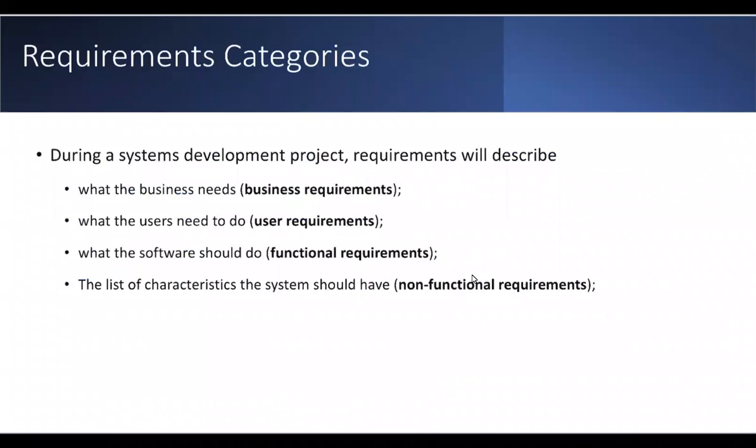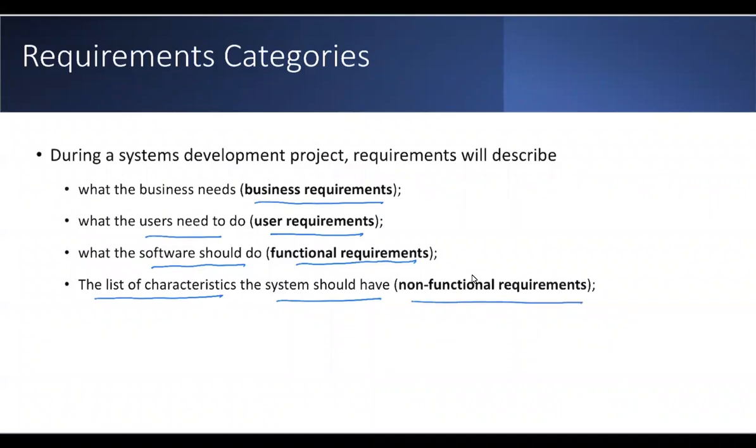There are different categories for requirements. During a system development project, requirements will describe either the business needs, and then we call them business requirements, or what the users need to do, we call them user requirements, or what the software should do, we call them functional requirements. And finally, the list of the characteristics that the system should have, like the properties of the system, we call these non-functional requirements.